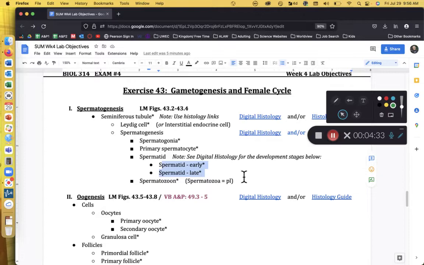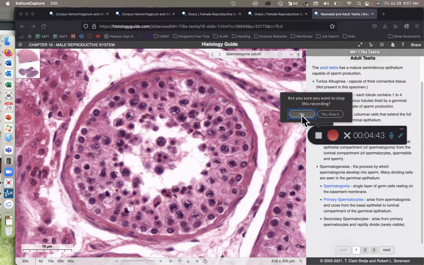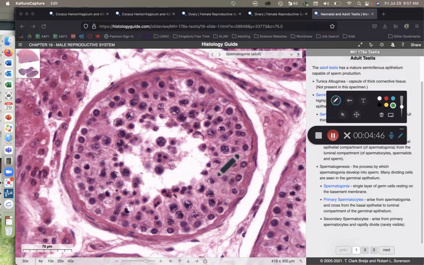As we are looking at the spermatids, the early spermatids are going to have much smaller, rounder nuclei, and they're going to be near the lumen of our seminiferous tubule. So there's an early spermatid there. Here's another early spermatid. I want to emphasize small purple nuclei near the lumen. And the nuclei themselves are also going to be rounded in appearance.